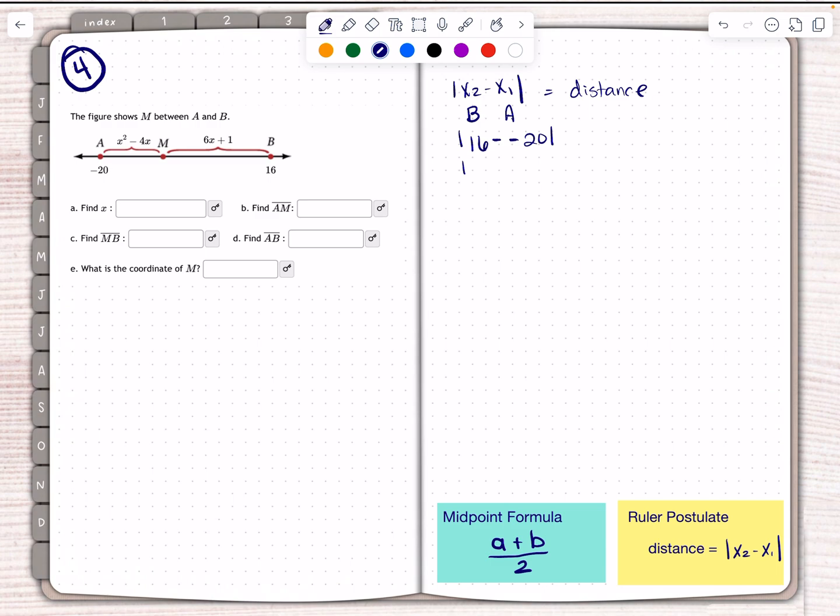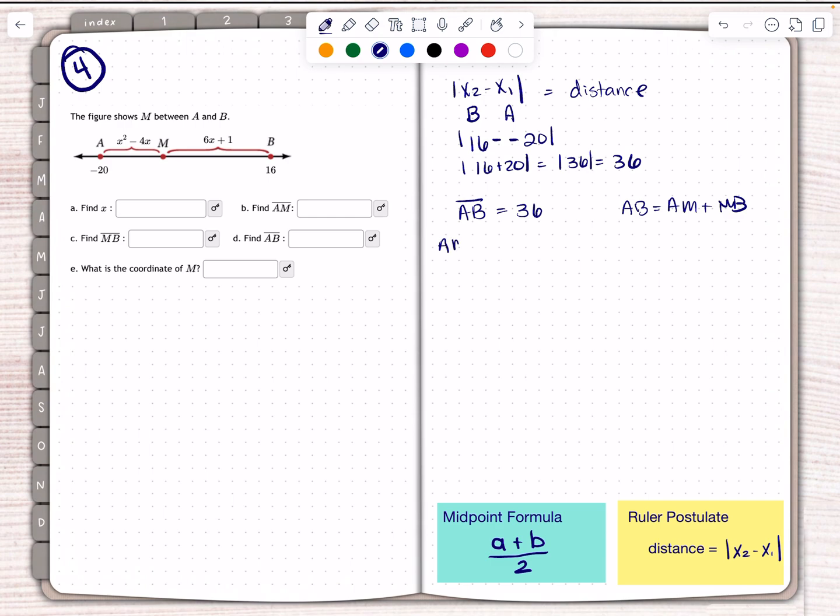Simplifying that, we have the absolute value of 16 plus 20, which is the absolute value of 36, or just 36. Now that does not give us the value of x yet. We know that the total value of 36 is the segments AM and MB put together. So we have AB equals 36. And then we can also say that AB equals AM plus MB.